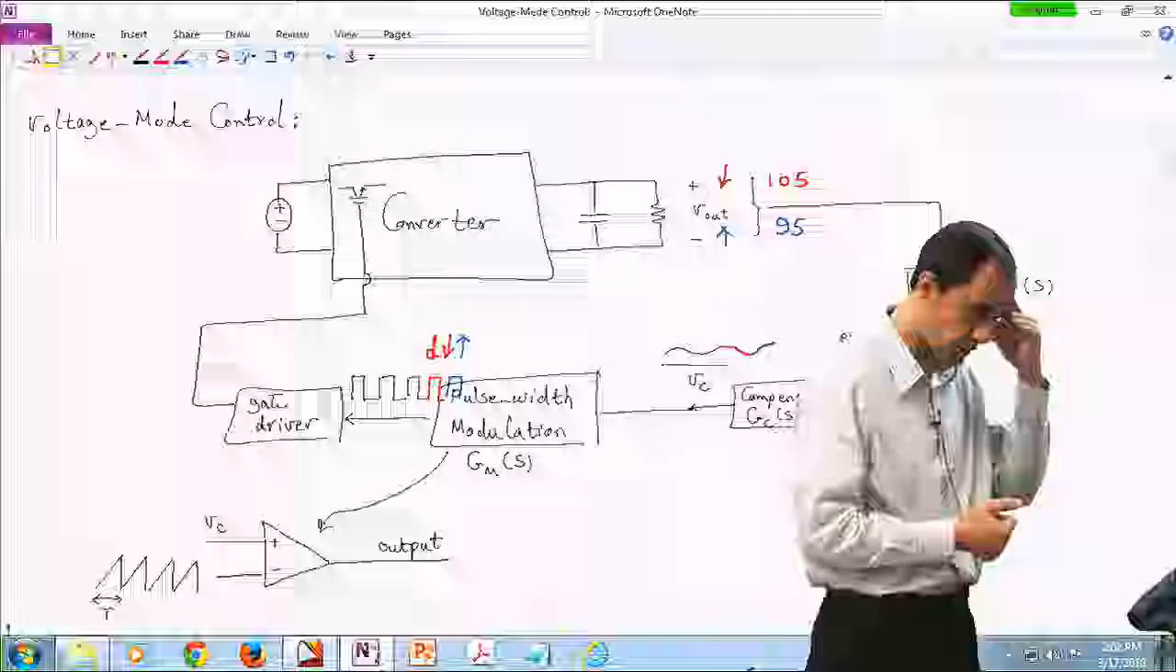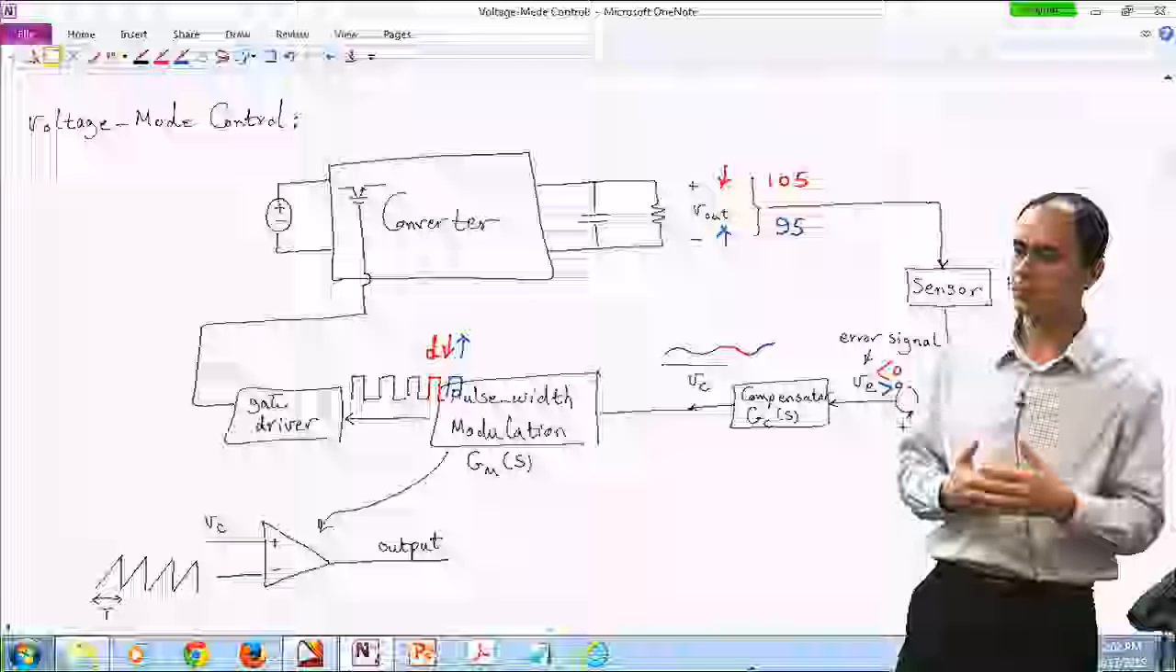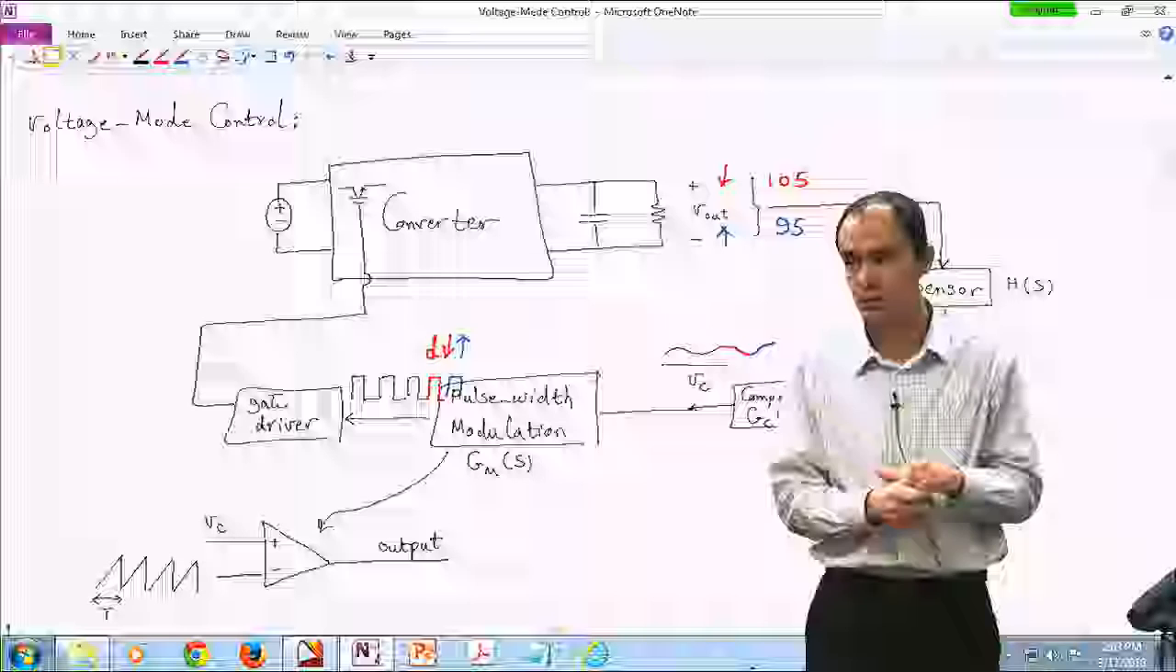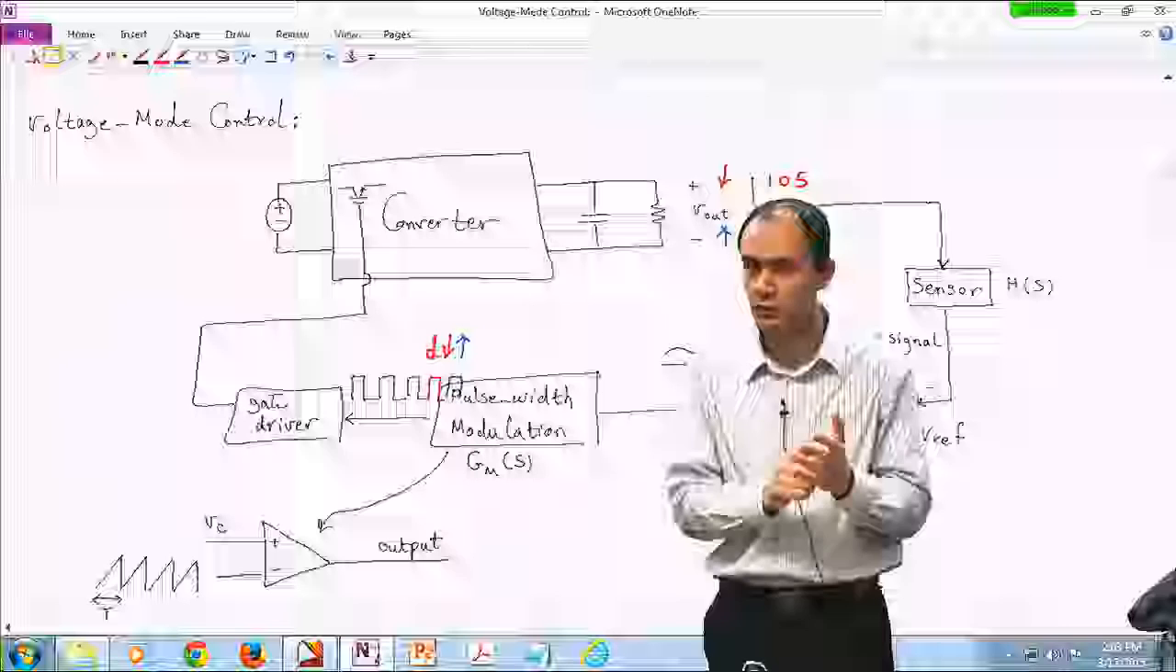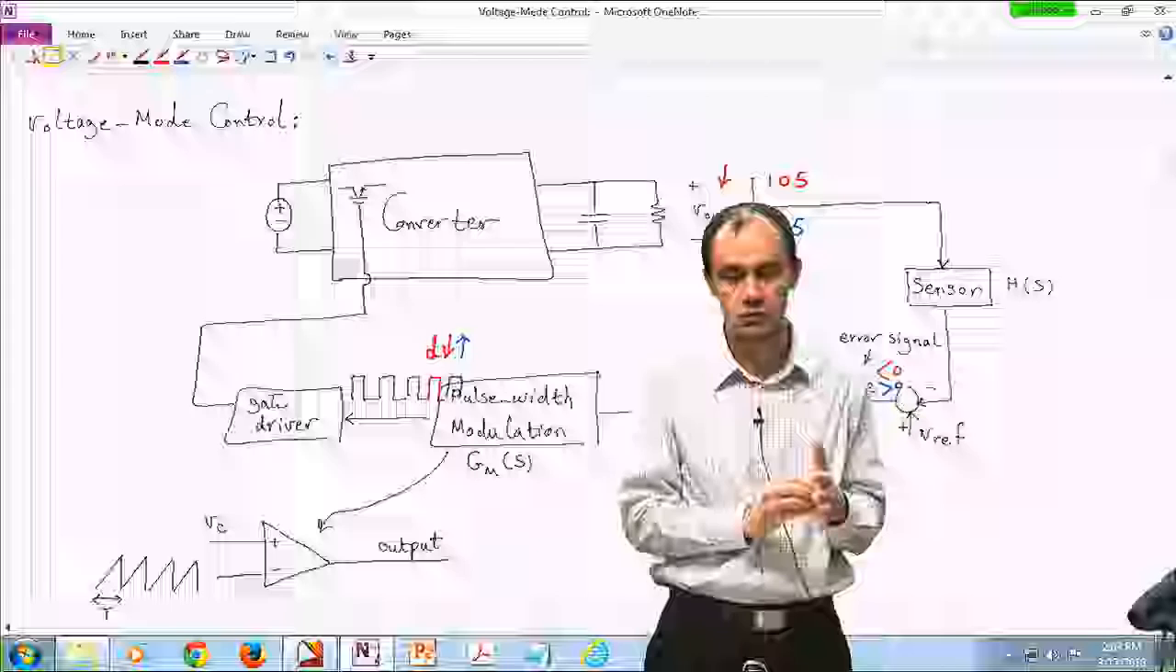Now, as it turns out, this control approach is not the fastest approach possible. You may argue that it is the simplest approach possible because all we have to do is measure the output voltage. But it is not fast in the sense that we have another state, a state from a control perspective in the system that we do not even measure, and that is the current that is passing through the inductor.